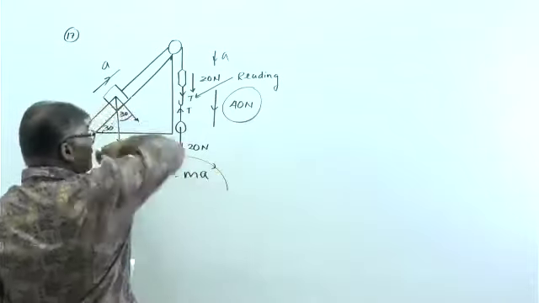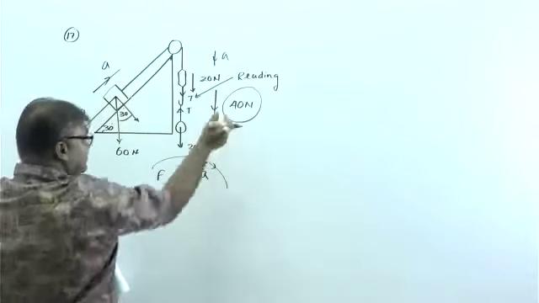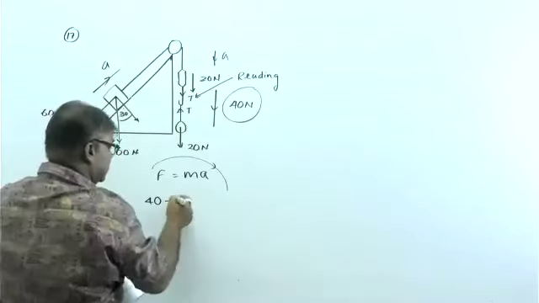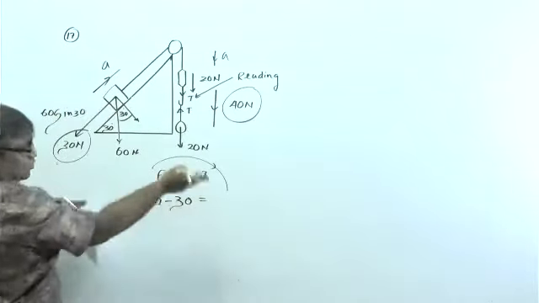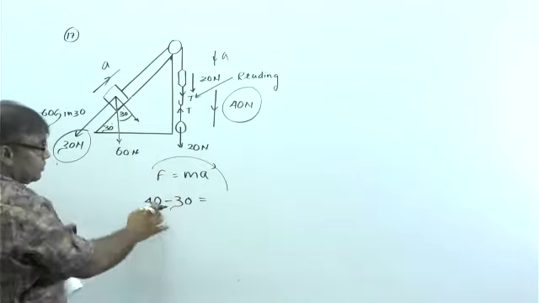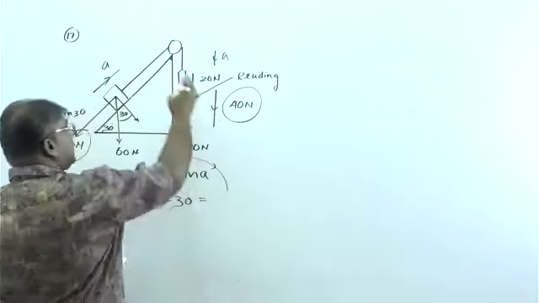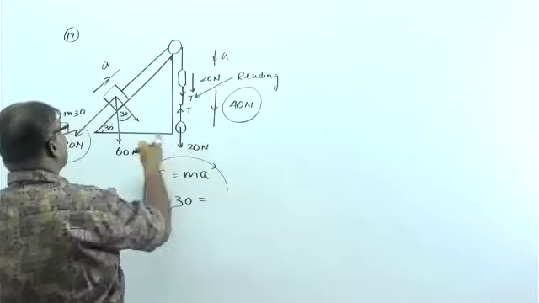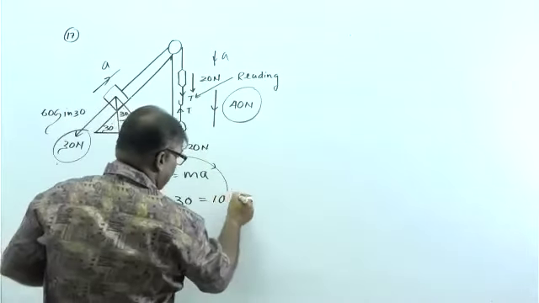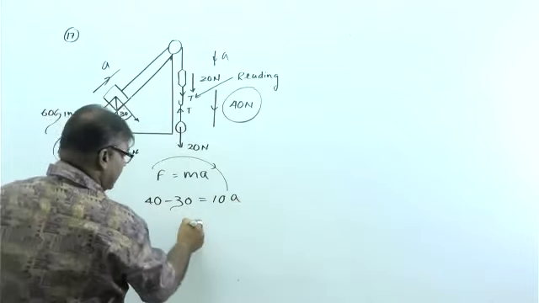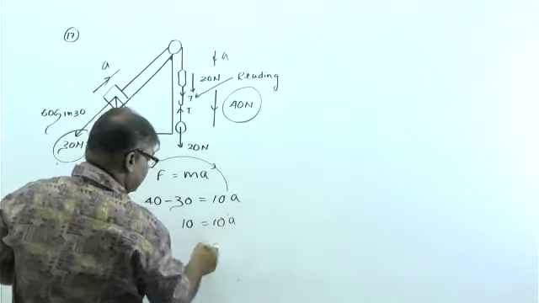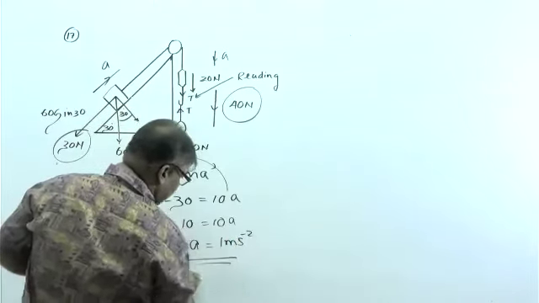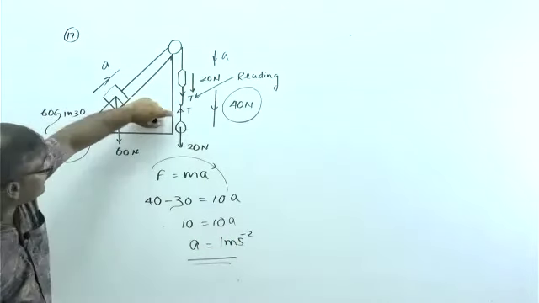Applying F equal ma towards the clockwise direction. Clockwise we have 40. But anti-clockwise we have 30. It could be minus. Towards the rotating direction could be the positive one. Minus is the backward one. Equal to total mass 2 plus 2, 4 plus 6, 10. A. It's here 10 equals 10A. Acceleration becomes 1 m s^-2. Done. Now we are going to find this tension.